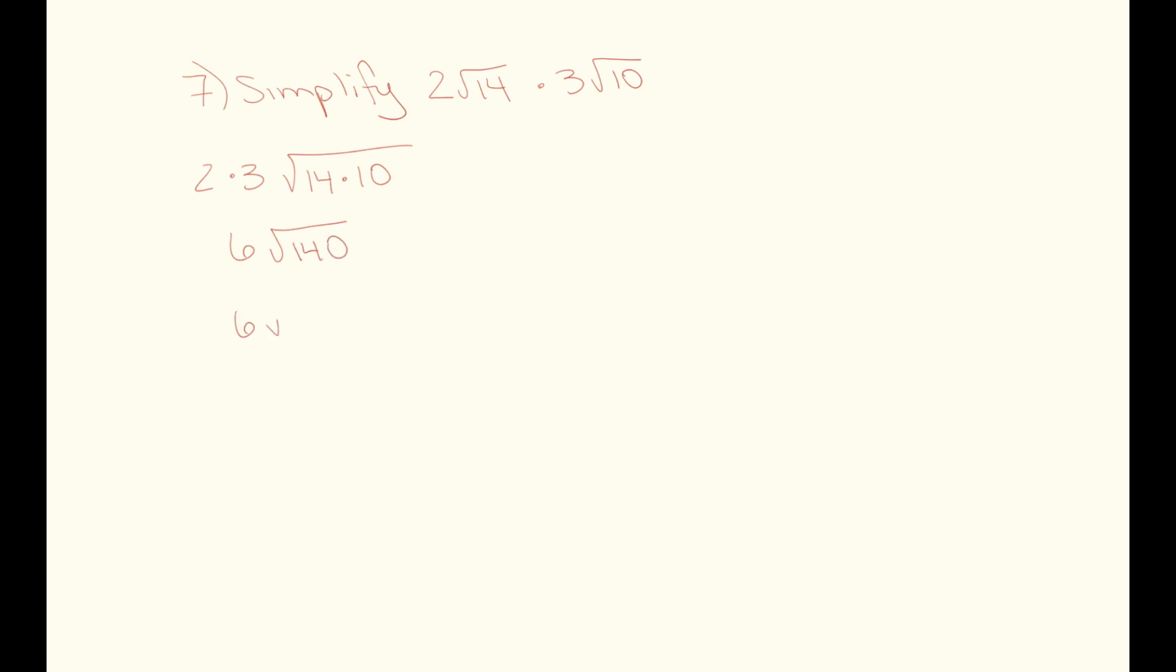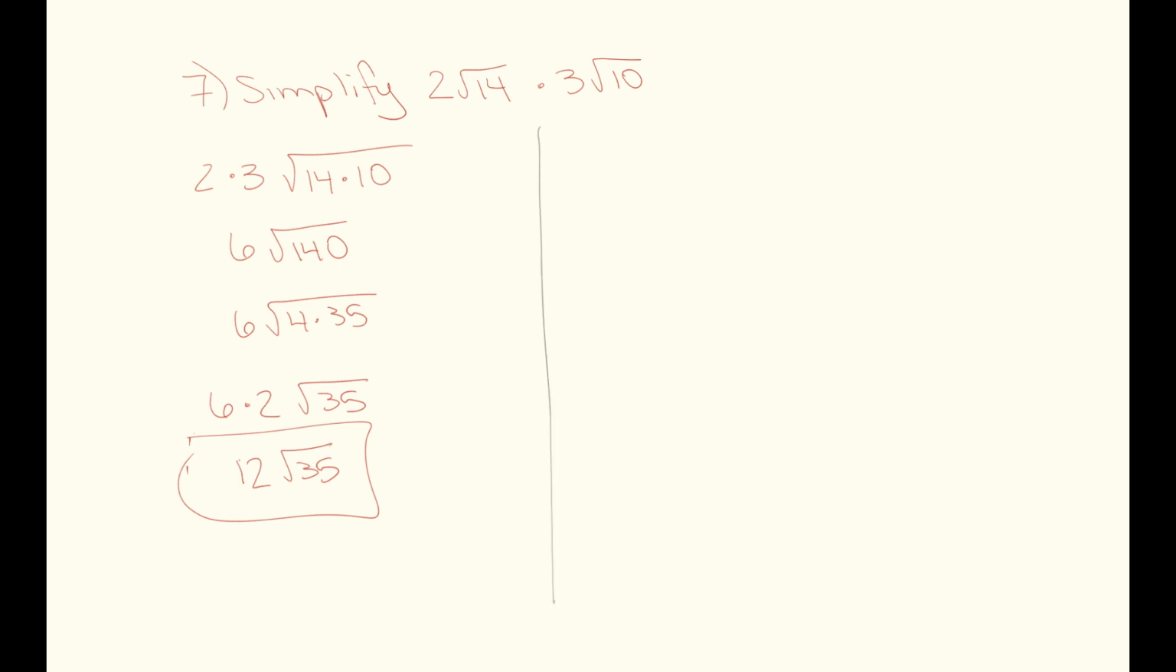And then I can break this up into 4 times 35. And so the square root of 4 is 2, so I'm going to bring that on the outside. And then when I bring that number on the outside, I go ahead and I multiply here. So 6 times 2 is 12. And then we still have the square root of 35. And I can't reduce that anymore. Okay, so that's how most people would solve this.